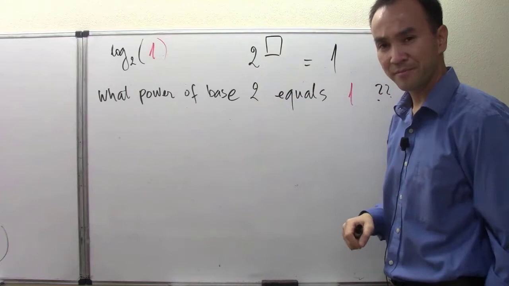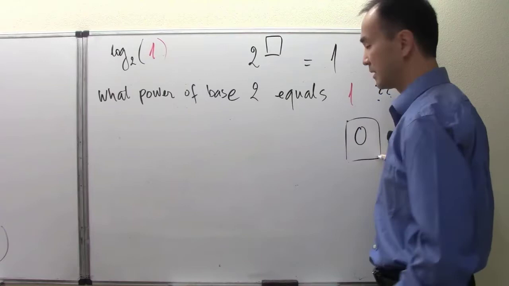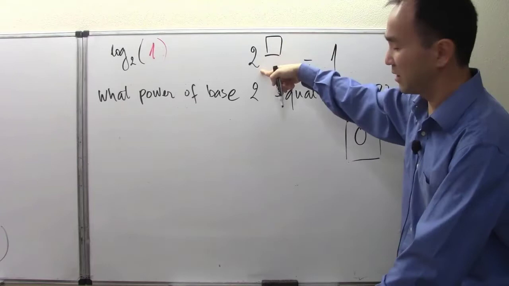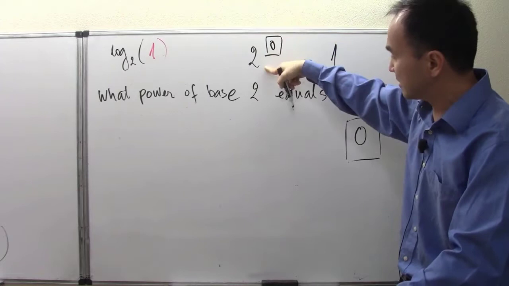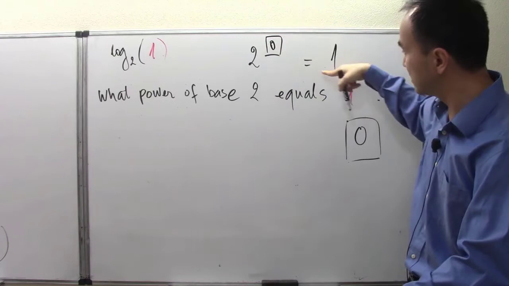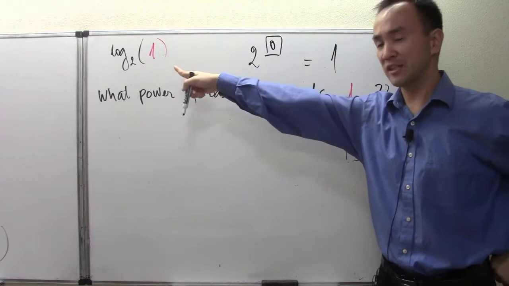So our answer for this is 0. Algebraically, anyone at this point is familiar with that. As long as our base is a non-zero value, raising any non-zero base to the 0 power will make that equal 1. That's the reason why log base 2 of 1 legally equals 0.